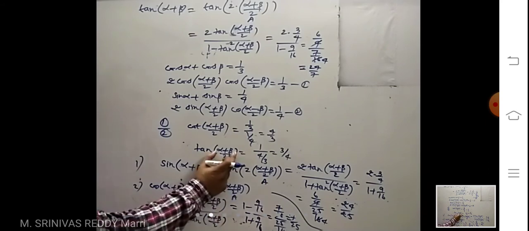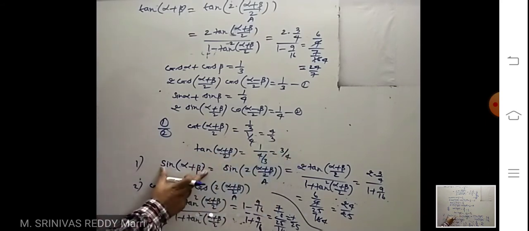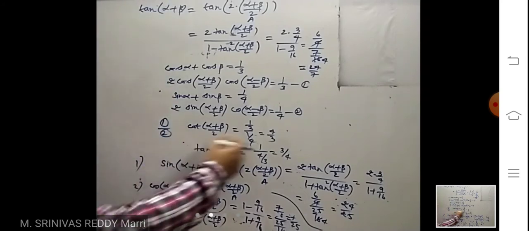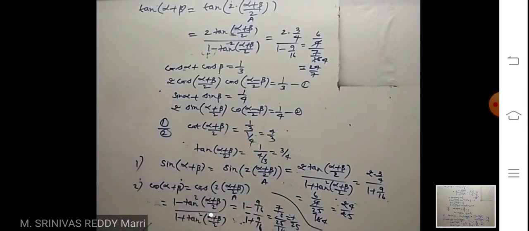Here tan A is known and you have to calculate sin 2A, cos 2A, tan 2A. Because tan A is known, obviously you will write the standard rule.